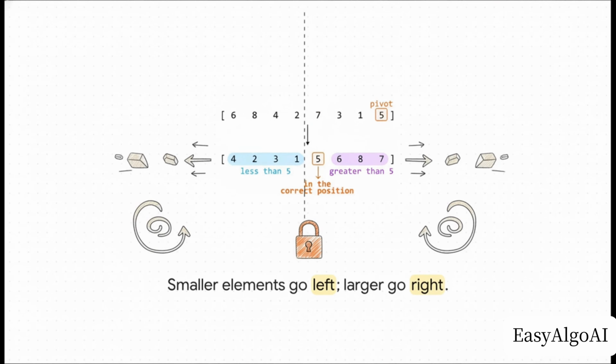You can kind of think of the pivot like a strict room divider. We take our pivot, in this case the number 5, and we literally just throw everything smaller than 5 to the left side and everything larger to the right. Now notice the left and right sides aren't actually sorted yet, but that 5 is locked in perfectly. Then we just recursively apply that exact same strategy to the left and right chunks.